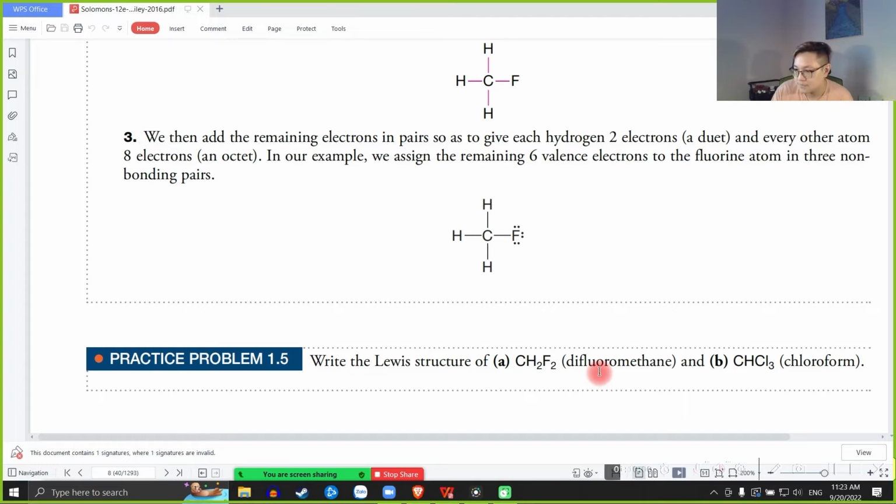Does it appear to have a double bond? No, there's no double bond. All of them have single bonds only. Because you know the C can form four bonds with the others. So two hydrogen, two fluorine, that's four already, right? So for B also, there are four things surrounding the carbon, so there's no double bond at all.